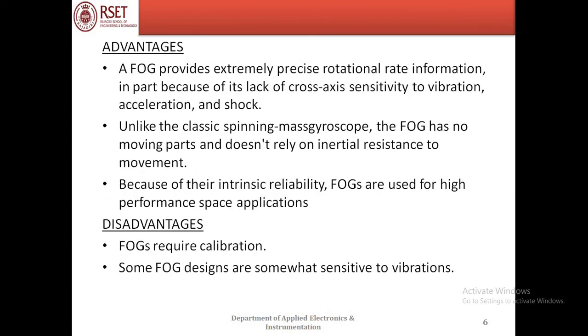The main advantages of fiber optic gyroscope are: it provides extremely precise rotational rate information because of its lack of cross-axis sensitivity to vibration, acceleration and shock. Unlike the classic spinning mass gyroscope, the fiber optic gyroscope has no moving parts and does not rely on inertial resistance to movement. Because of their intrinsic reliability, FOGs are used for high performance space applications. The main disadvantages include that FOGs require calibration and some FOG designs are sensitive to vibrations.